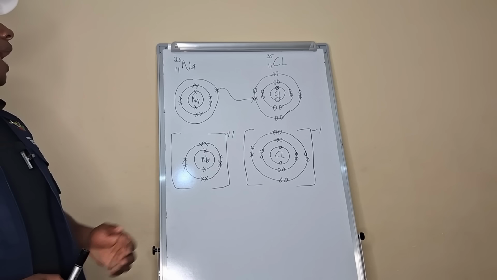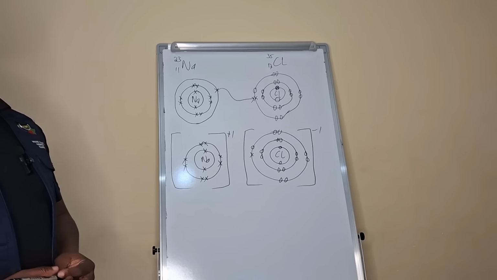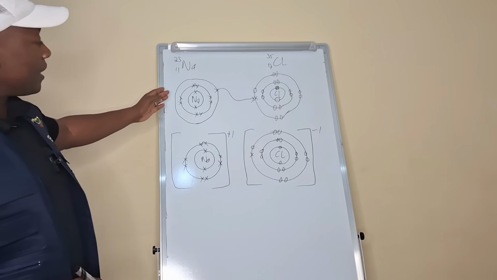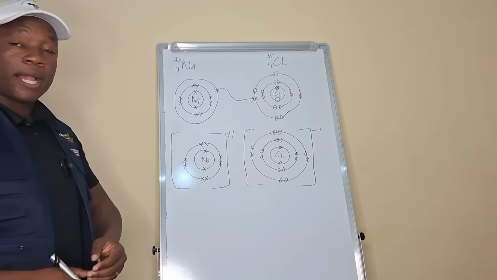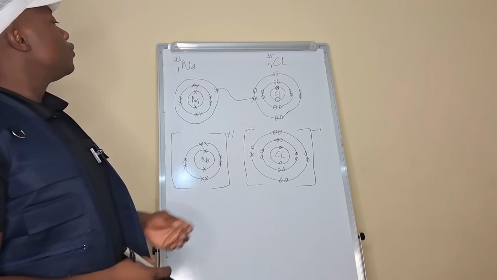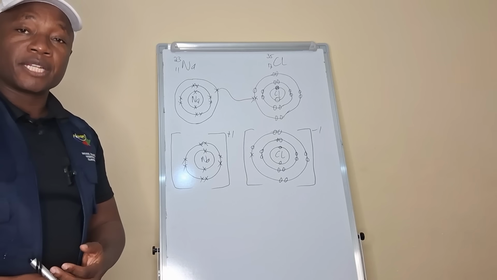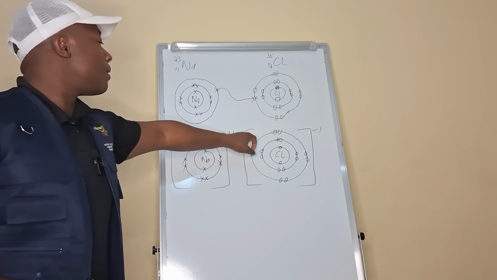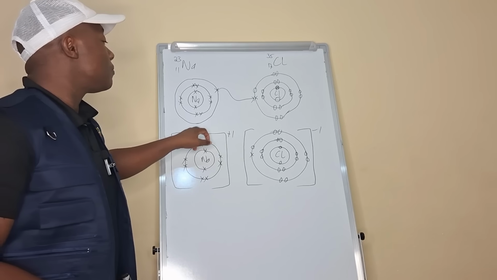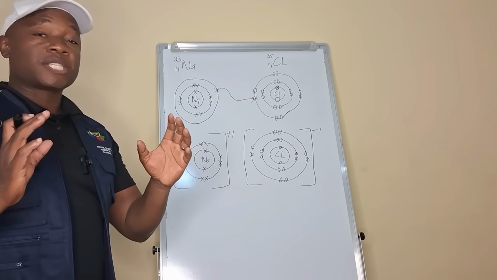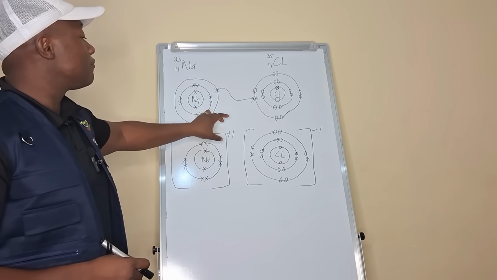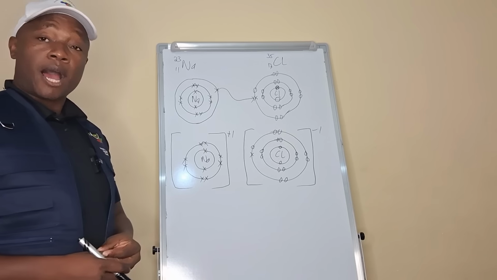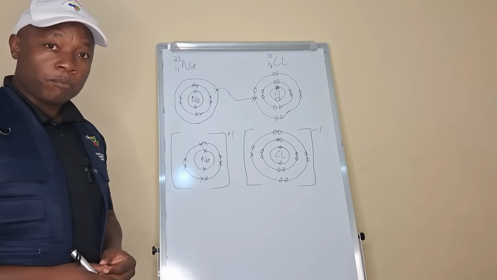So this is how ionic bonding comes into being. Okay, so there is the transfer of an electron from sodium, which is our electropositive atom, to chlorine, which is our electronegative atom. So what holds these atoms together are strong electrostatic forces emanating from this positive charge and that negative charge. So this is how ionic bonding comes into being.